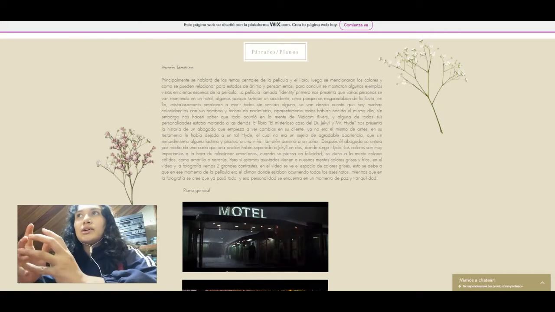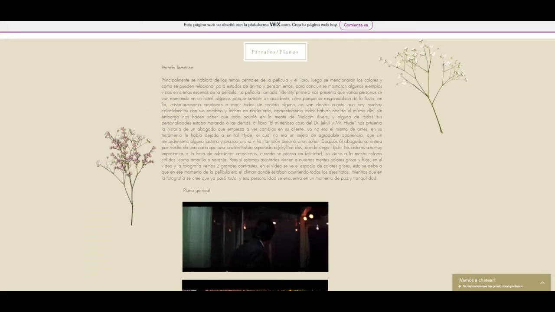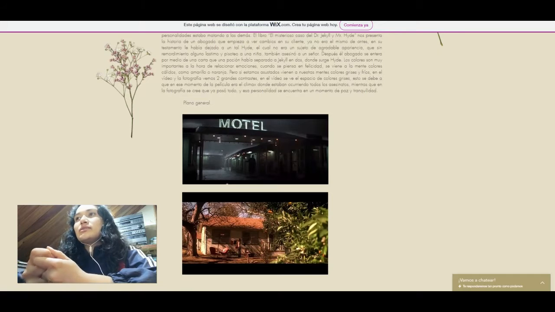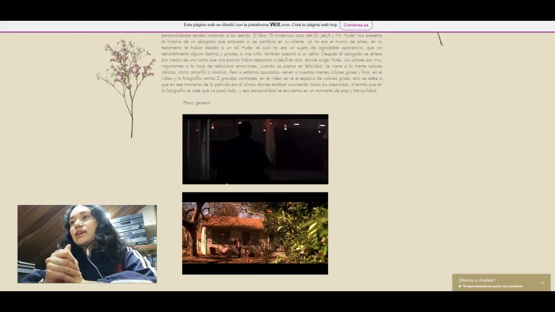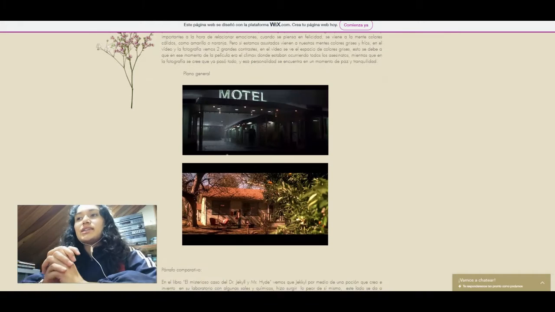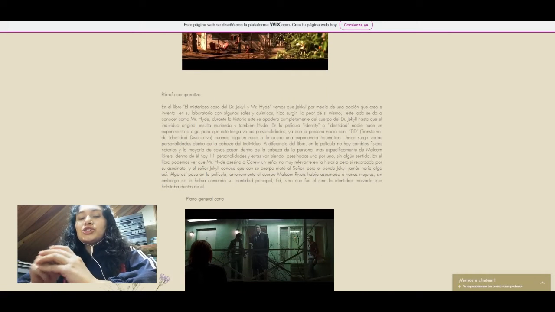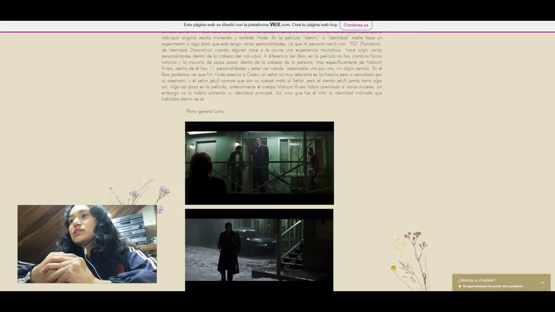First we have the thematic paragraph, and for this paragraph there is a general shot. And we have 1 video and 1 picture. So the next paragraph is the comparative paragraph, and for this paragraph we have a short general shot, and we have 2 pictures. So these are the pictures.